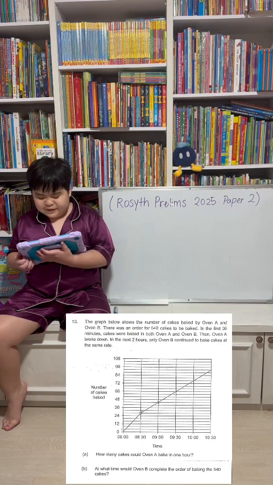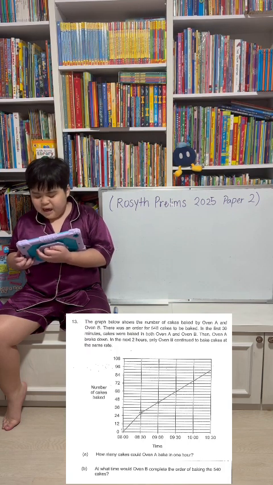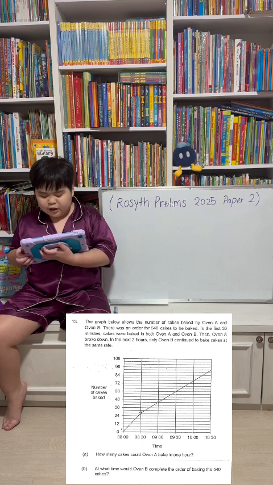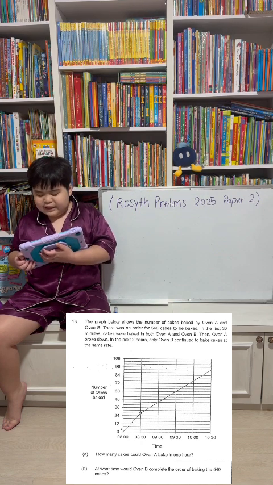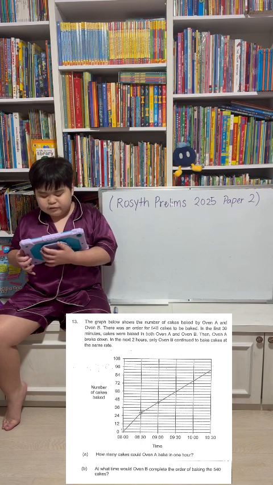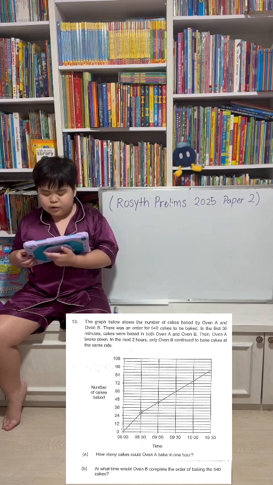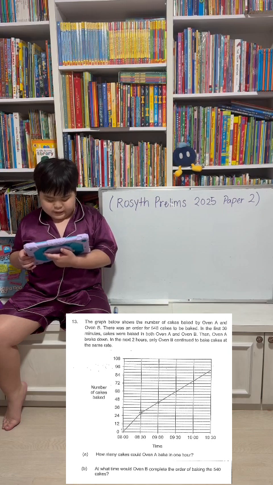The graph below shows the number of cakes baked by oven A and B. There was an order for 540 cakes to be baked. In the first 30 minutes, cakes were baked in both oven A and oven B. Then, oven A broke down. In the next 2 hours, only oven B continued to bake cakes at the same rate.